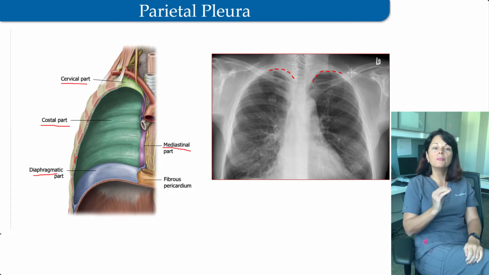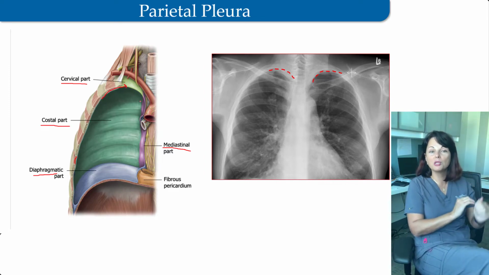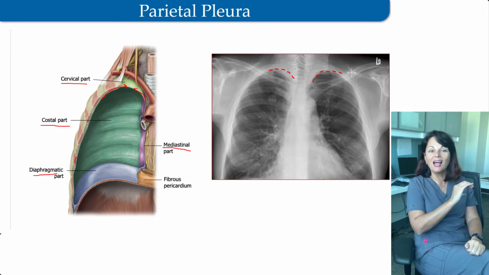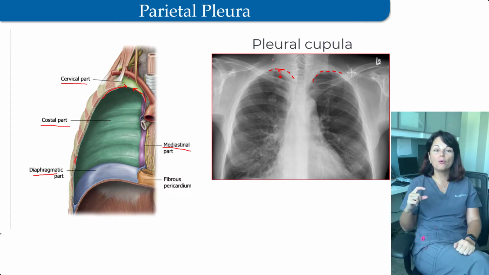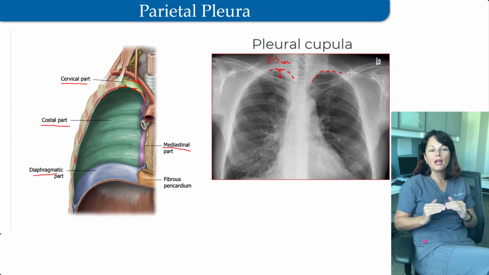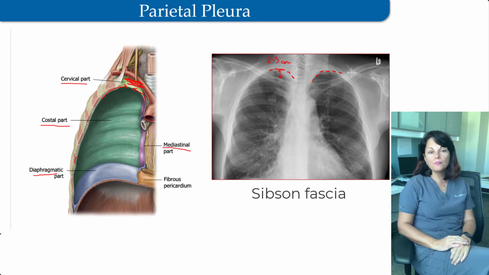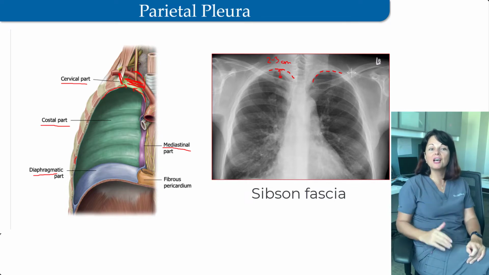The cervical pleura is a superior continuation of the costal and mediastinal parts of the parietal pleura, which covers the apex of the lung. The cervical pleura forms a cup-like dome, pleural cupula, over the apex of the lung that reaches its summit 2-3 centimeters superior to the level of the medial third of the clavicle. The cervical pleura is reinforced by fibrous extensions of the endothoracic fascia, called Simpson fascia. The membrane attaches to the internal border of the first rib and transverse processes of C7 vertebra.